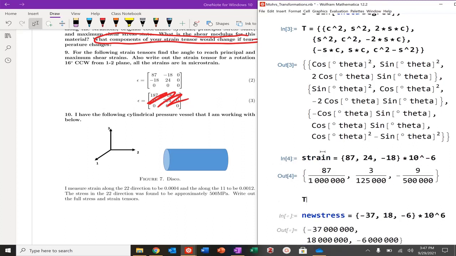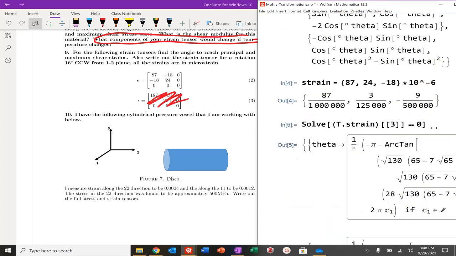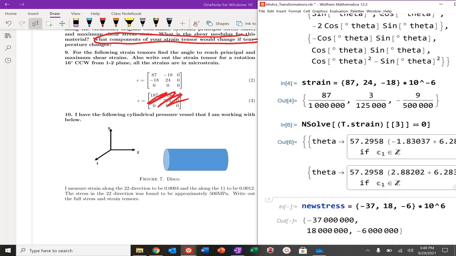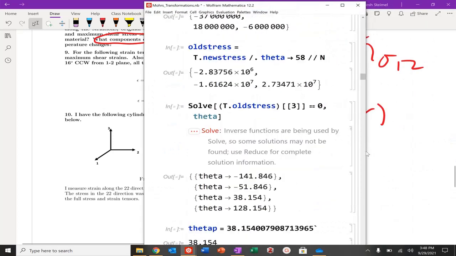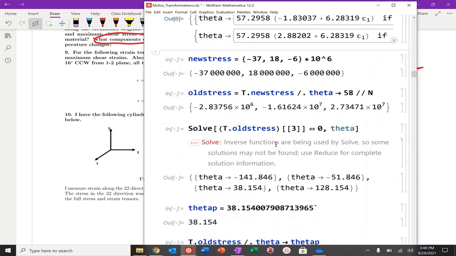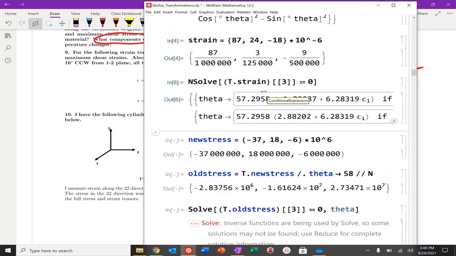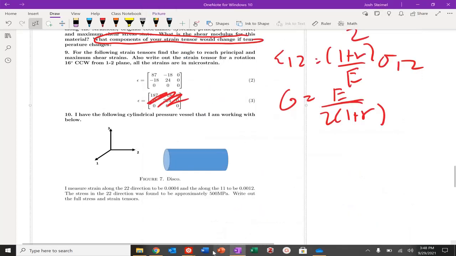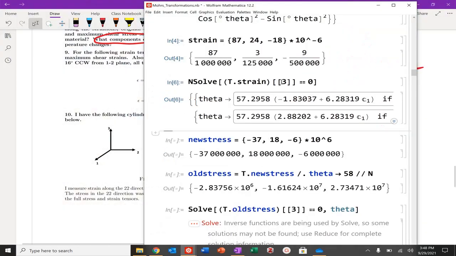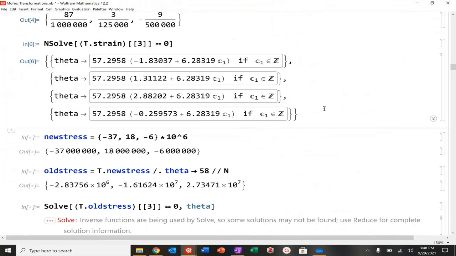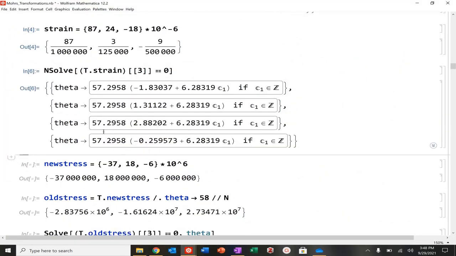So that's my strain. So I could solve T dot strain, and then I could look at the third value here, set equal to 0 for theta. So let's solve that numerically. Let's go ahead and take a peek. Let's look at that value here. It is minus 18, 87, 24. So let's actually blow it up. Let's see what this value gives us.